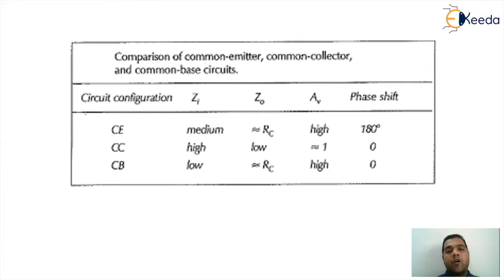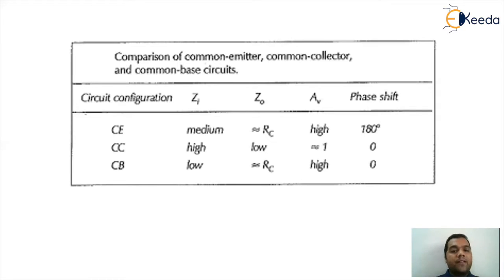When we talk about the common collector amplifier, you will find input impedance on the higher side, output impedance on the lower side, and the voltage gain will be 1. And the phase shift will be 0, implying the output and the input will be in phase. Common collector amplifiers are emitter follower amplifiers or unity gain amplifiers. They are also called buffer circuits.